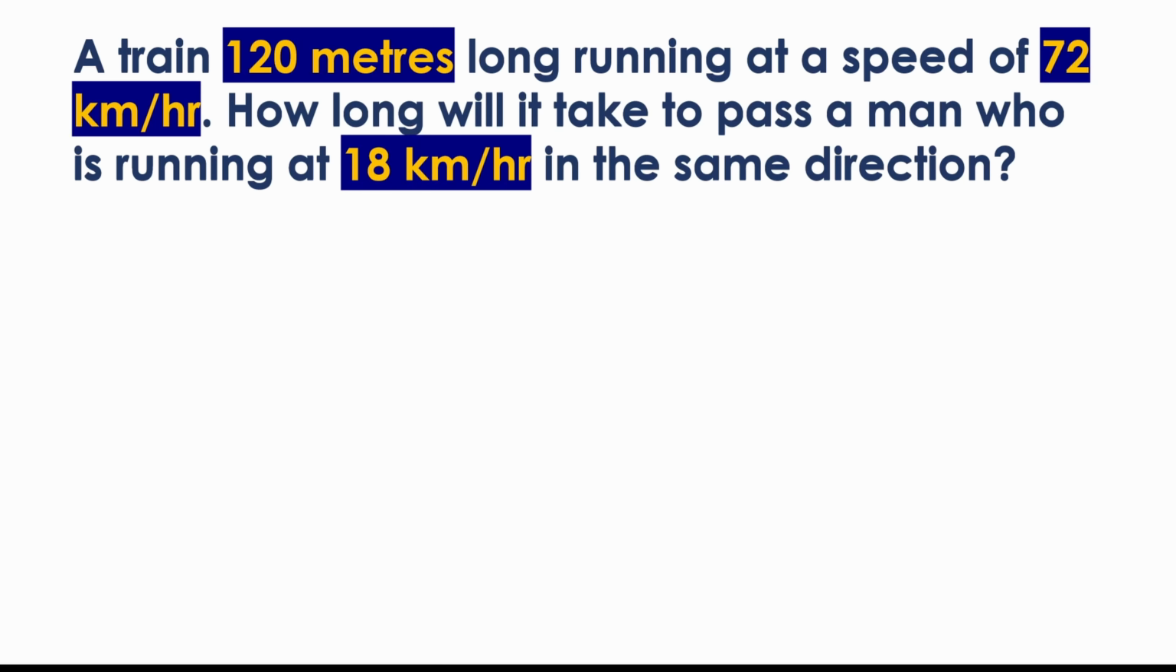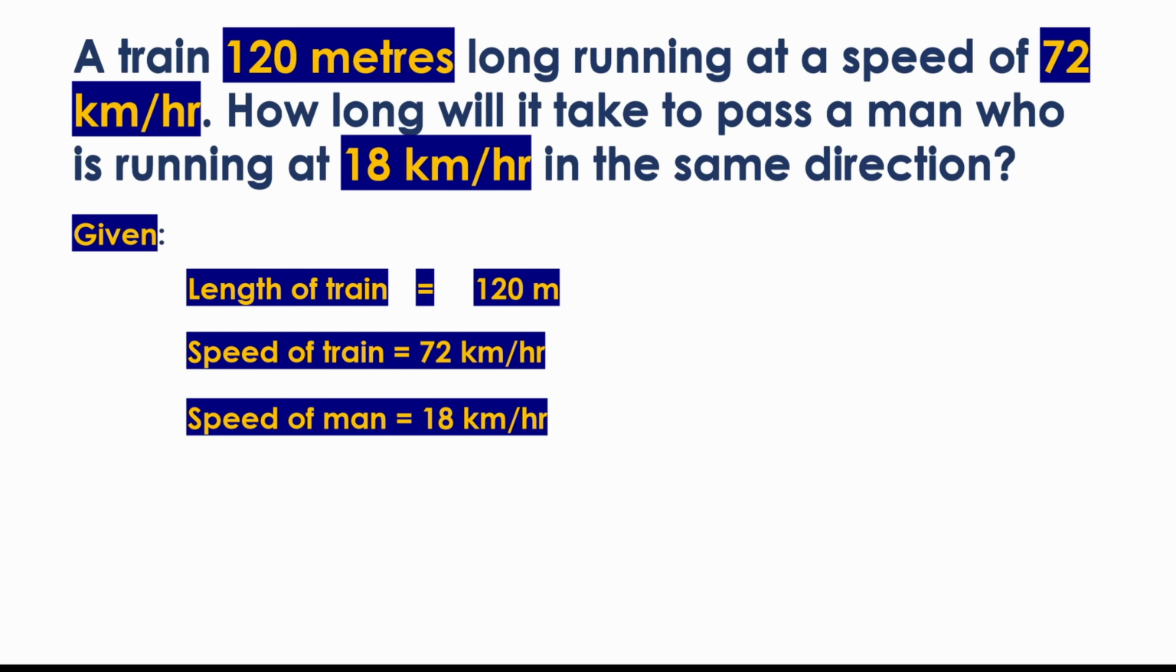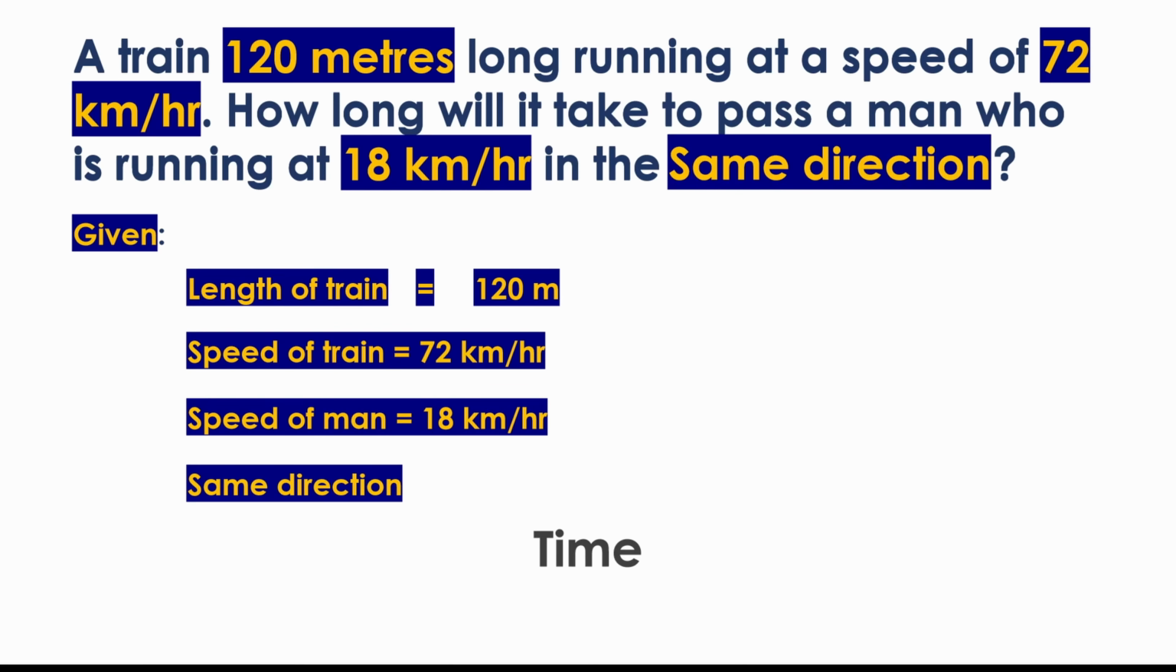So we are given that the train is 120 meters long and the speed is 72 km per hour. And the man who's running in the same direction, be mindful, is at 18 km per hour. From the question, we can write that the length of the train equals 120 meters. Now 120 meters is also the distance, the speed of the train is 72 km per hour, and the speed of the man is 18 km per hour, in the same direction. So we need to find the time.